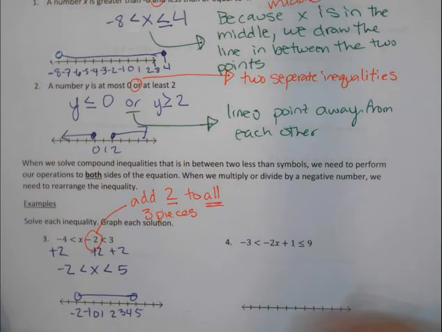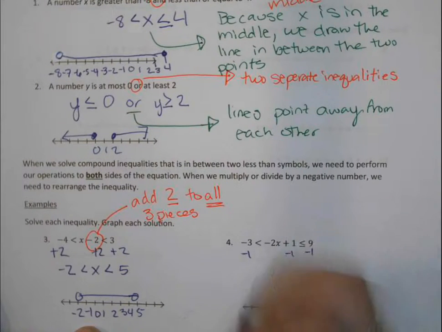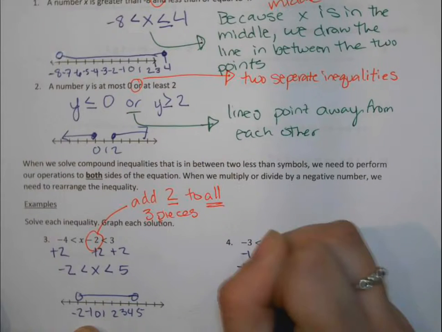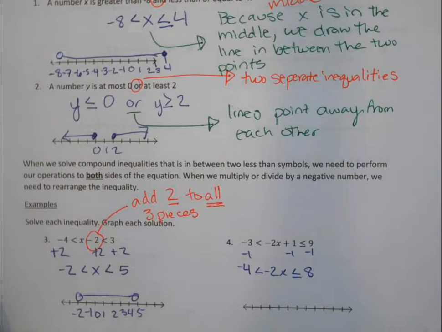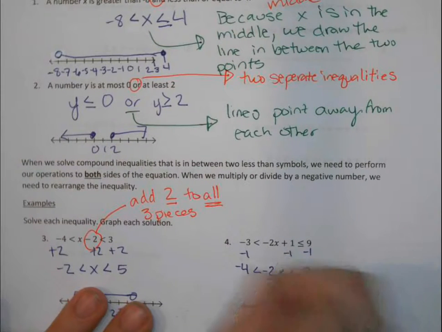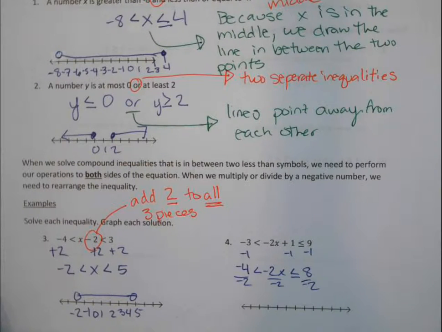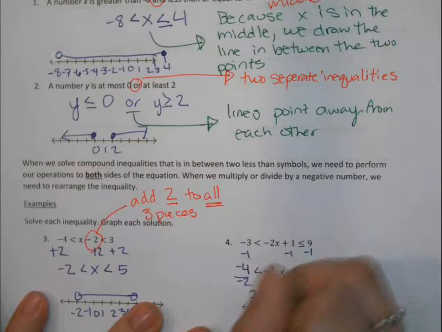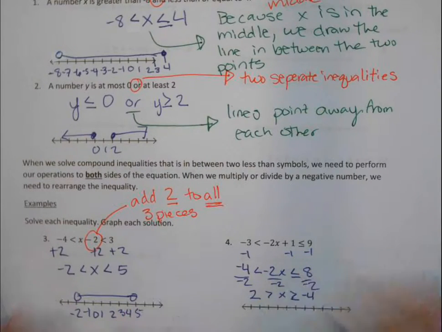So number 4, I'm going to start off. I'm going to subtract 1 on the left, the middle, and the right. I get negative 4 is less than negative 2x is less than or equal to 8. Then I'm going to divide by negative 2. I'm dividing by a negative, so my inequality symbols are going to switch. So I have 2 is greater than x is greater than or equal to negative 4.